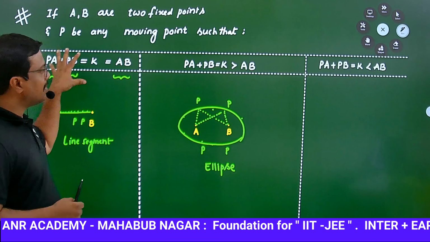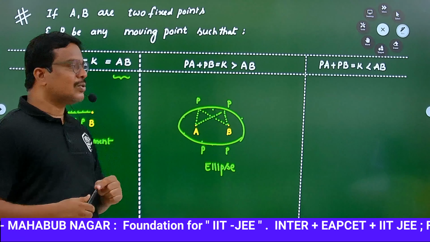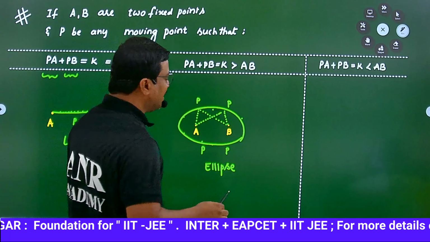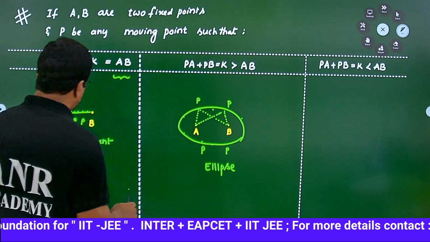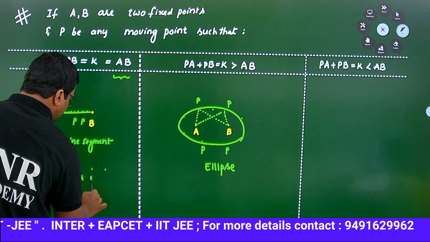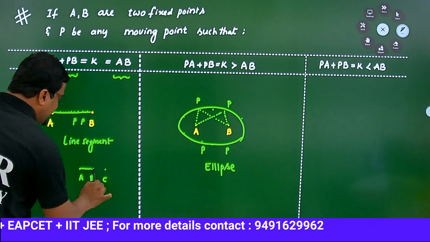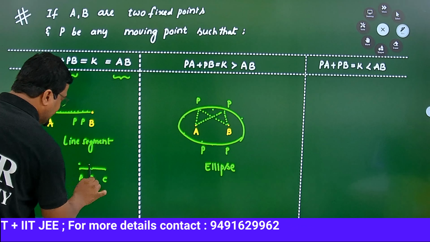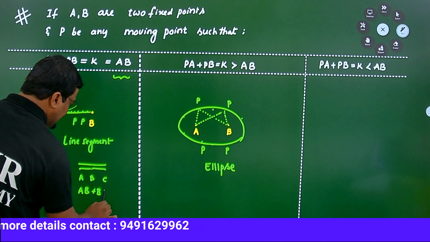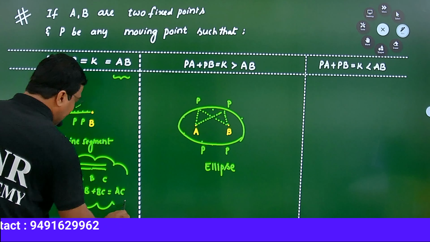And you can easily recognize these two conditions. Already in high school sections, the students studied the condition for collinearity, when the points are collinear. In the first case, suppose there are 3 points which are collinear, A, B, C. Then you can write the condition AB plus BC equal to AC. AB plus BC equal to AC. This is the condition for collinearity.